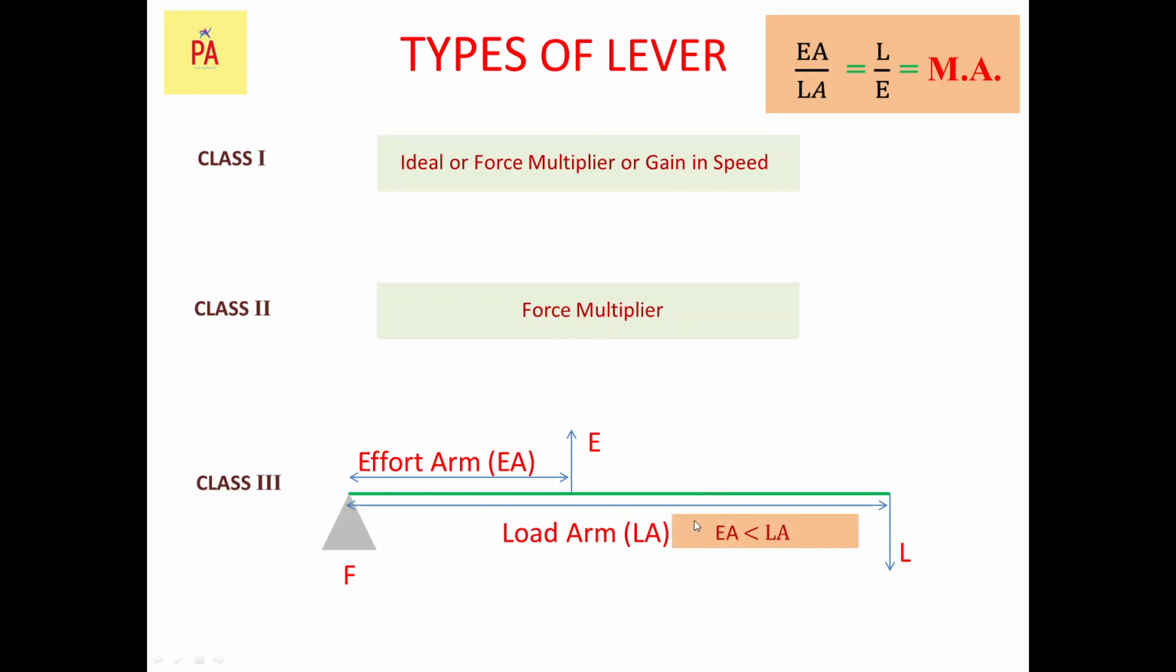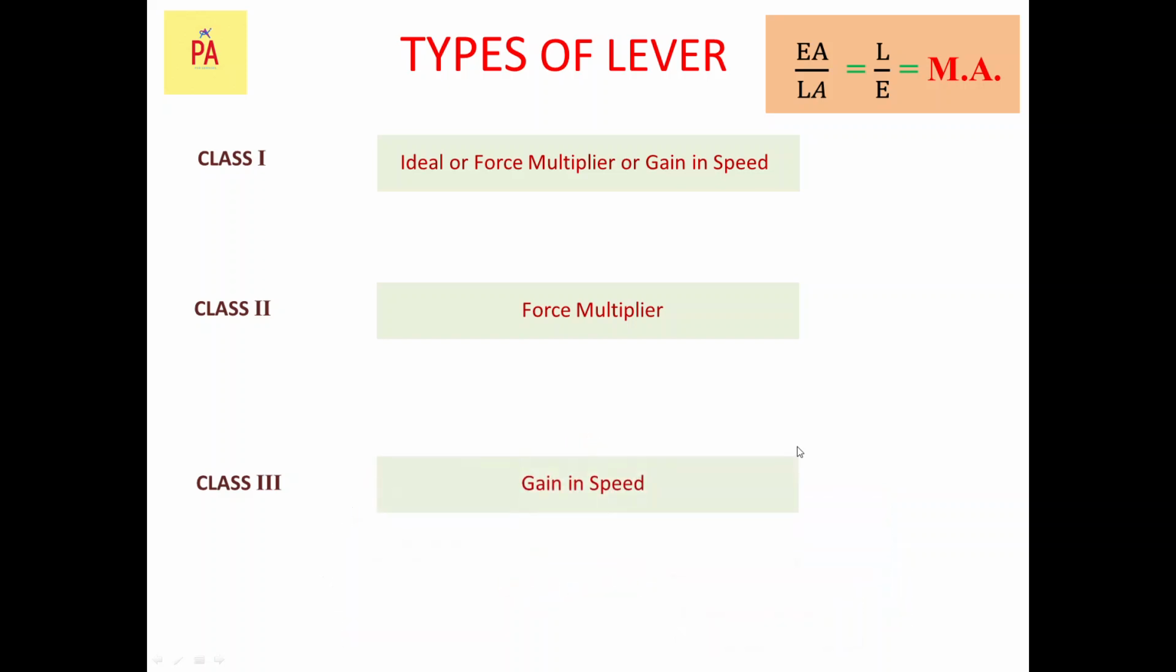I have written it in the reverse way: effort arm is less than load arm. So if you see this equation, you will find effort arm is less than load arm. So it's obvious that mechanical advantage is less than 1, as well as velocity ratio. Then what can we say, whether it's a force multiplier, ideal, or gain in speed? What can we say if mechanical advantage is less than 1? It is a gain in speed. Understood? So class 3 lever acts as a gain in speed.